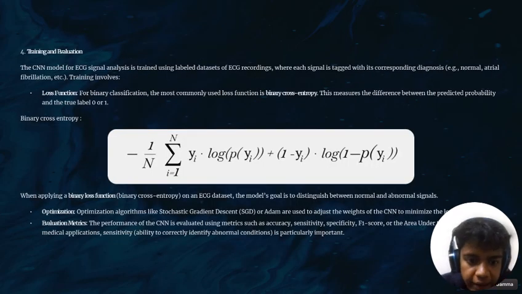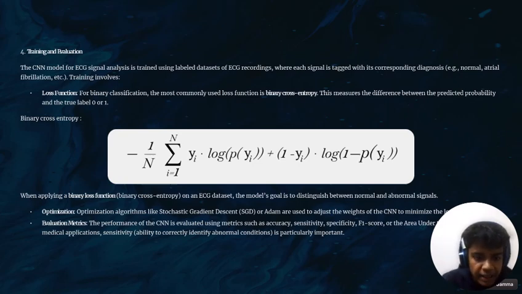Now we'll go through the training and evaluation of the CNN model. The CNN model for electrocardiogram signal analysis is trained using a labeled dataset of ECG recordings, where each signal is tagged with its corresponding diagnosis, for example normal or atrial fibrillation. Training involves a loss function. For binary classification, the most commonly used function is binary cross entropy. This measures the difference between the predicted probability and the true label, giving us the value 0 or 1. The formula for binary cross entropy is given here, where n is the number of samples, p is the predicted value, and yi is the true label.